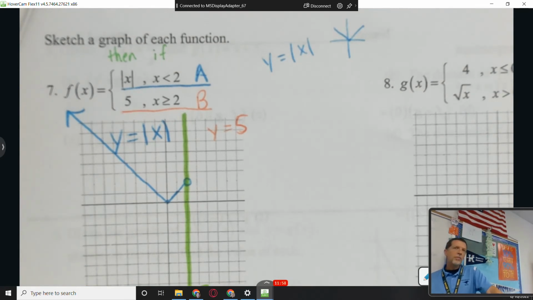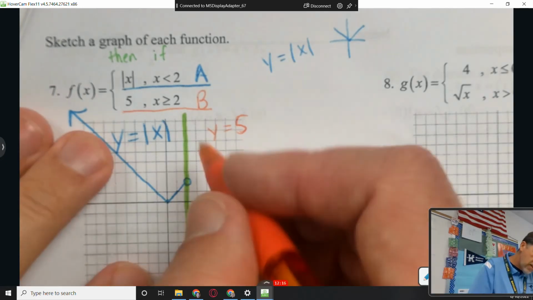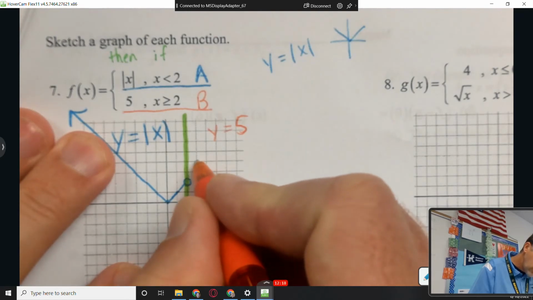All right, how about y equals 5? What's that look like? Isn't it just a line? It is a line. What kind of line? Can you be more specific? Is it one of these lines or one of these lines? Vertical or horizontal? Horizontal. So it's just a horizontal line at y equals 5. So 1, 2, 3, 4, 5.